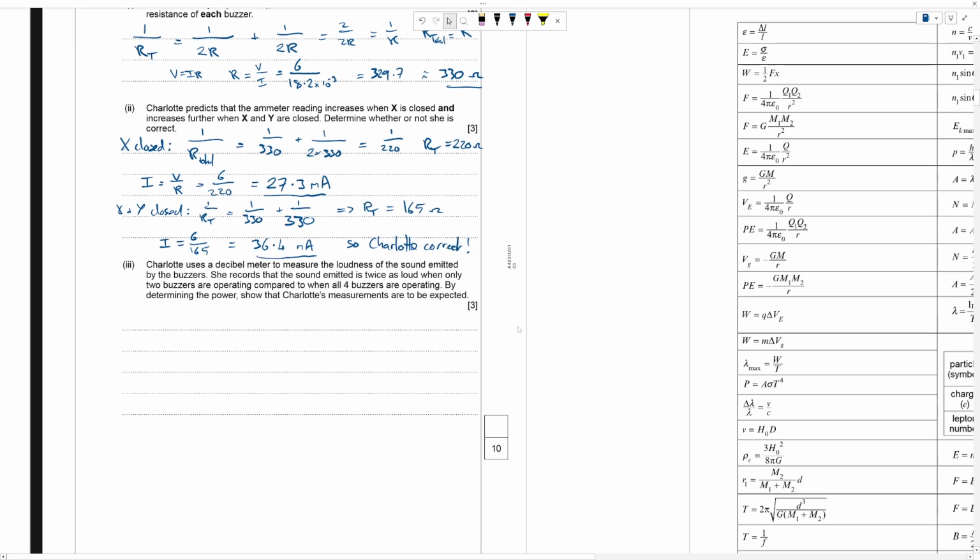Part 3, final part. Charlotte uses a decibel meter to measure the loudness of the sound emitted by the buzzers. She records that the sound is twice as loud when only 2 buzzers are operating compared to when all 4. By determining power, show that these measurements are to be expected. So power is V times I.